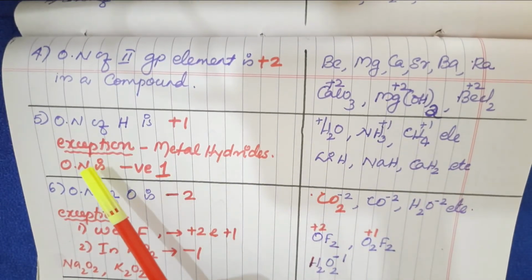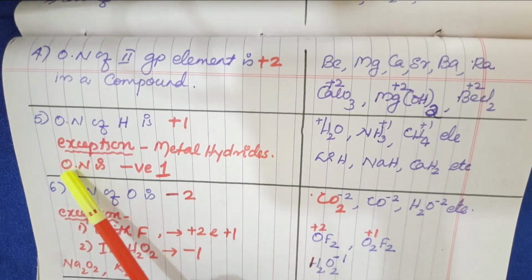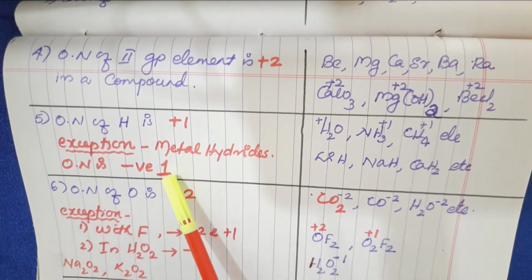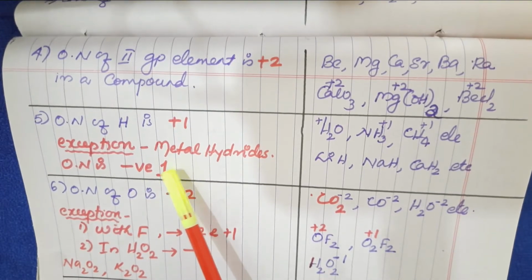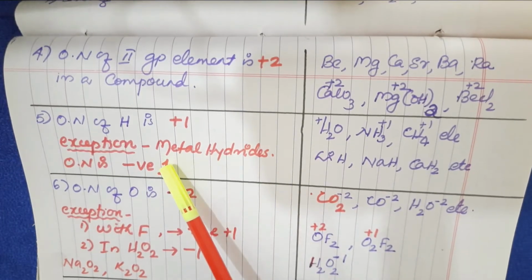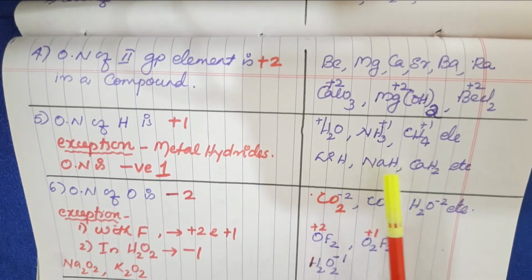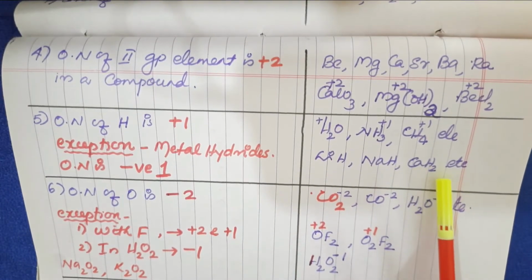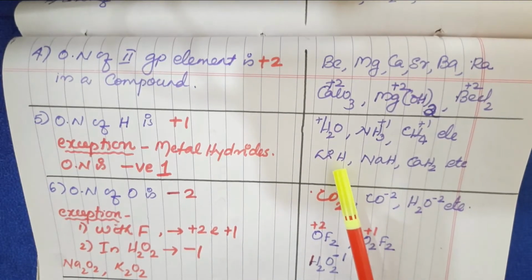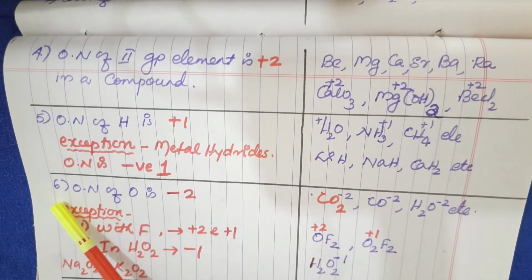Okay. But there are exceptional cases. In metal hydrides, oxidation number of hydrogen is not +1. It is -1. Where? In the case of metal hydrides, oxidation number of hydrogen is -1. Remember the rule. Okay. Example, lithium hydride, sodium hydride, calcium hydride, etc. are metal hydrides. Here, the oxidation number of hydrogen is -1. Clear?